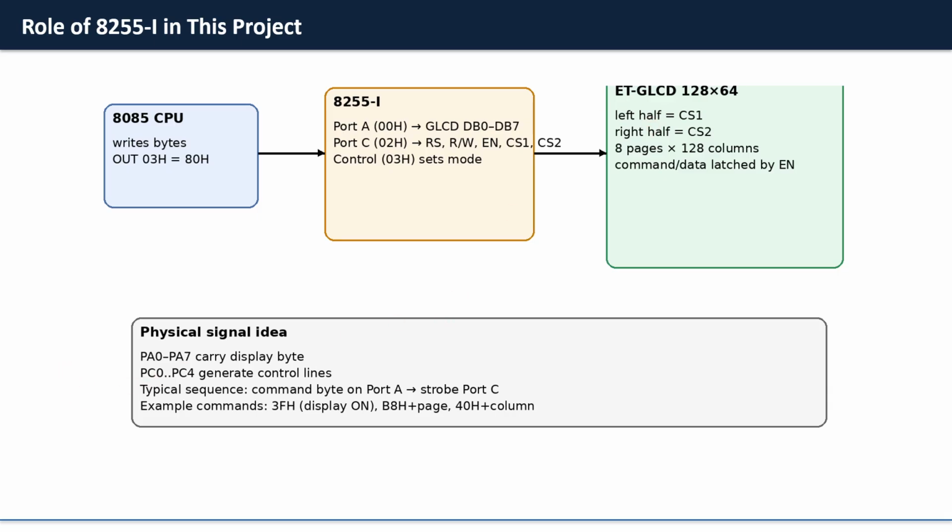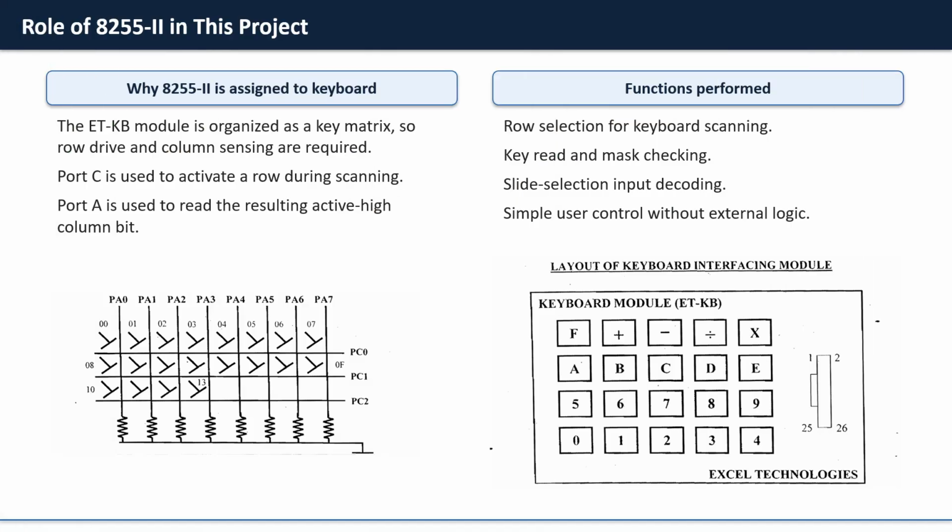Okay, moving on to the next slide. So moving on to the role of 8255 2 in this project. The 8255 2 is responsible for interacting with the keyboard, that is the ETKB module, which is actually organized as a key matrix, where we select the row, and based on the columns, the output is given back to the 8085. Port C is used here to activate the row during this scanning.